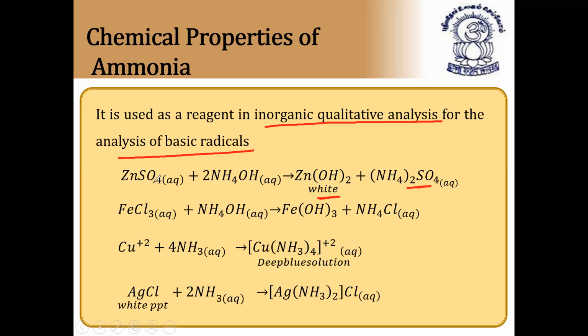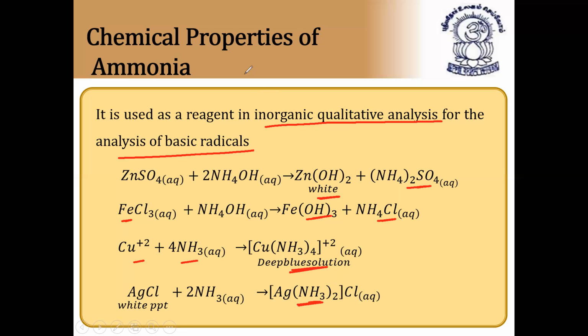What are the basic radicals? Zn plus 2, Fe plus 3. So it forms ferric hydroxide and aqueous ammonium chloride. Copper ions on reaction with ammonia form a deep blue solution due to the formation of a complex compound, tetraamine copper(II) ion. Tetraamine cupric ion is a deep blue solution. Silver nitrate forms diamine silver chloride, which is nothing but a white precipitate of silver. This is also a complex compound.